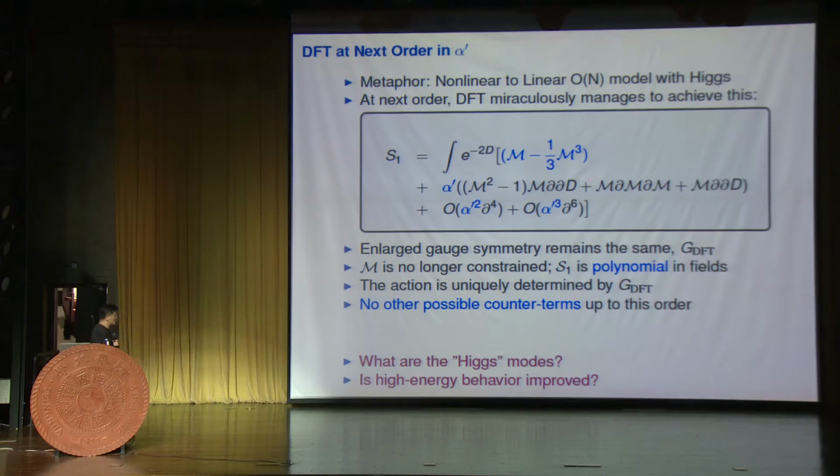And so this is very, very nice and very unique, and there's no other possible constant you can write down which is consistent with this enlarged gauge symmetry. So this already suggests that this theory must have very nice quantum properties. So the question is, what is the analog of the Higgs mode which improves the high energy behavior? And also, is high energy behavior really improved, and in what sense?